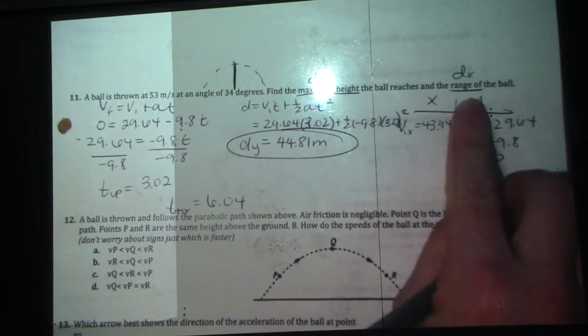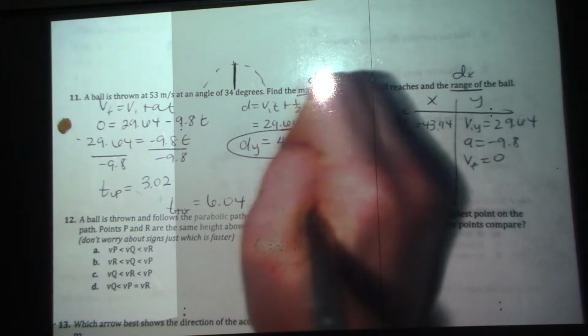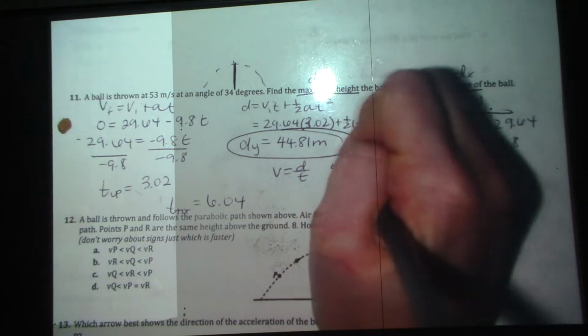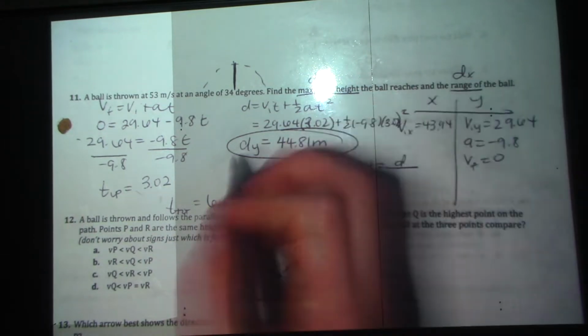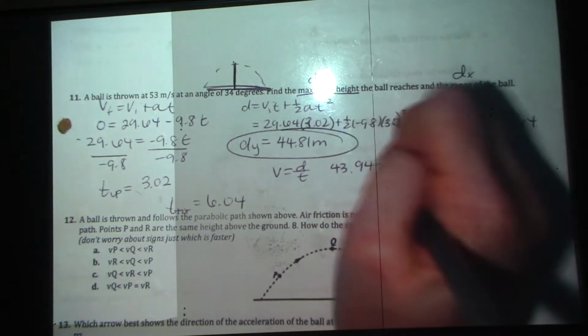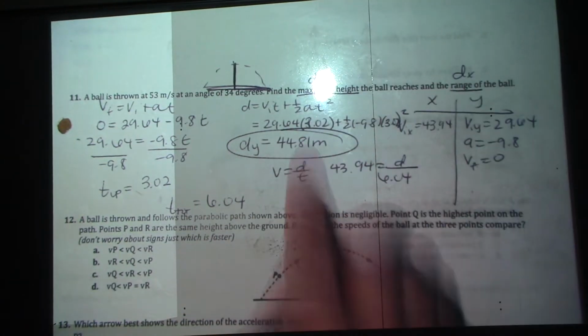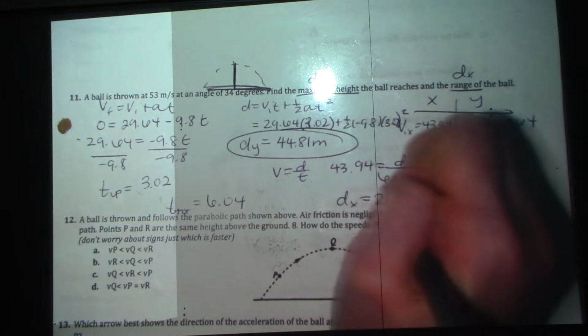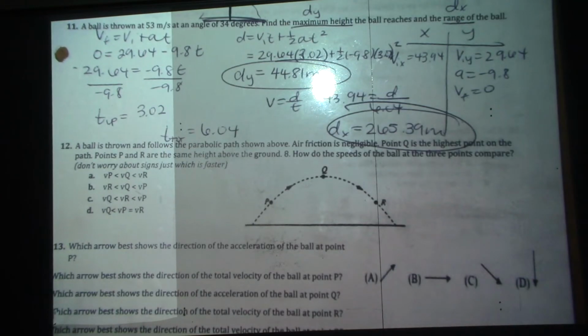And then the x distance, I would use my x equation, v equals d over t. I'm using my x velocity, 43.94. Looking for distance, and I'm looking for the x distance, that's at the very end, so I'd use t total, 6.04, and then I'd multiply that, and that gives me an x distance of 265.39.